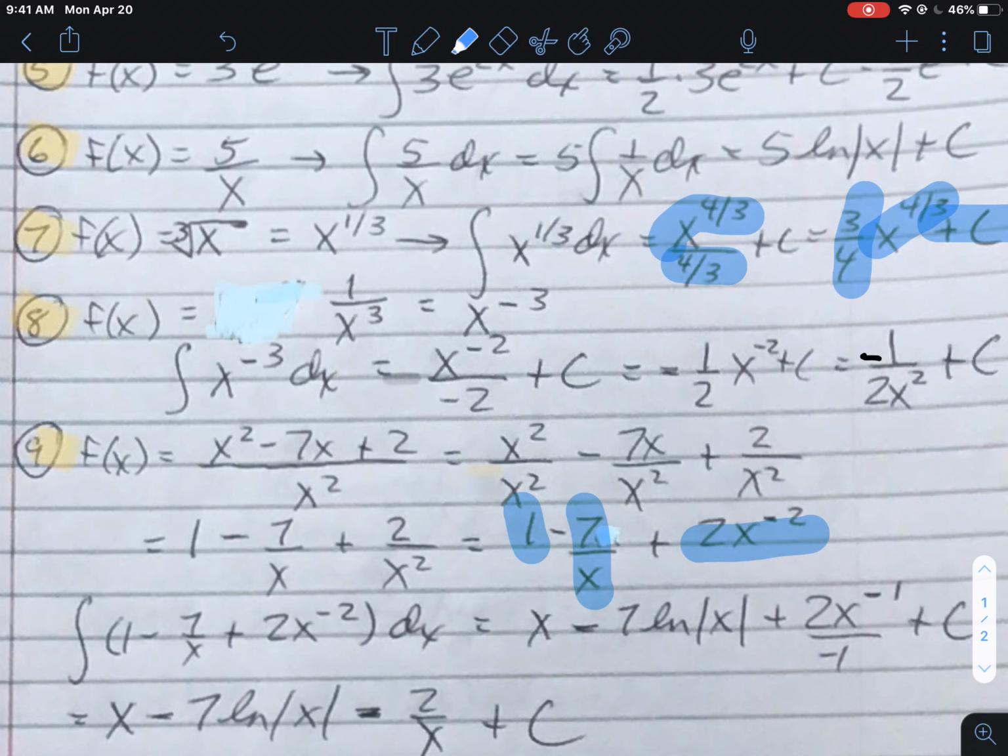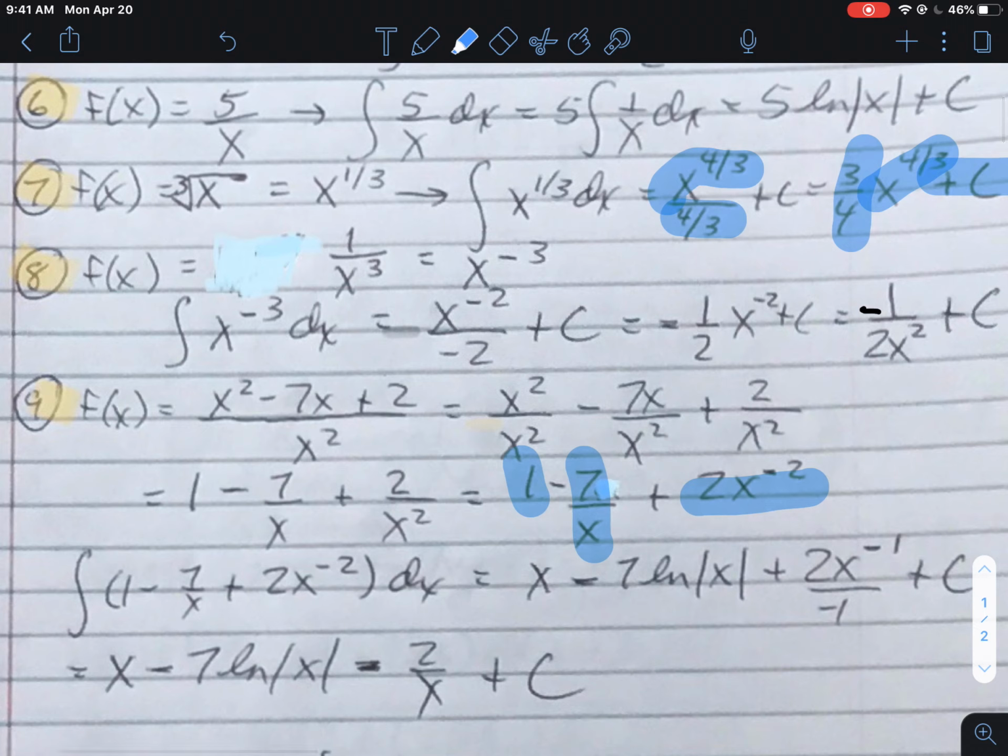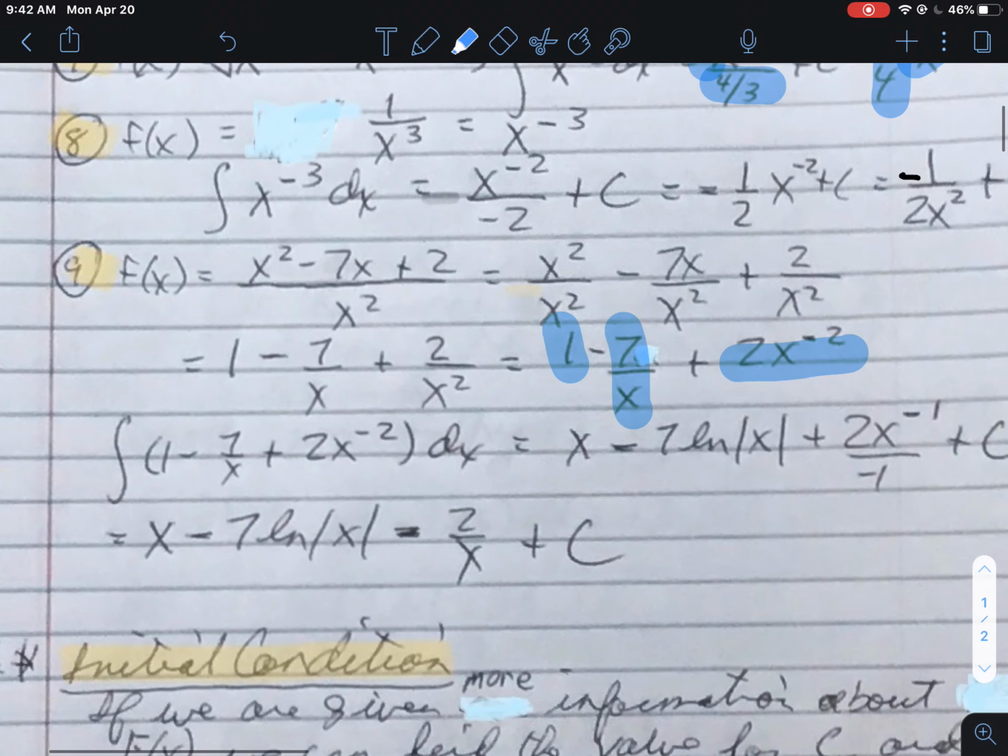So then I'm looking at the integral of 1 minus 7 over x plus 2x to the -2 dx. The antiderivative of 1 is x. The antiderivative of 7 over x would be 7 times natural log of the absolute value of x. And then our antiderivative of 2x to the -2, again, we're increasing the exponent by 1, so that'd be 2x to the -1 over -1, which would make that negative 2x to the negative 1, or negative 2 over x. So x minus 7 natural log of absolute value of x minus 2 over x plus c.